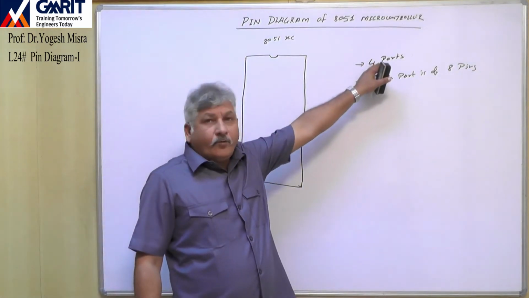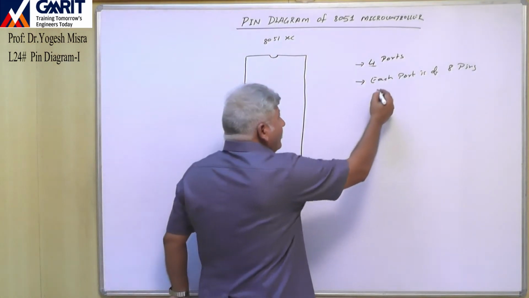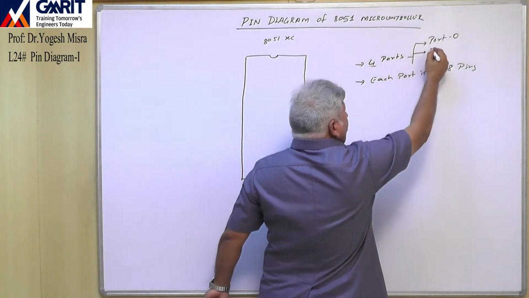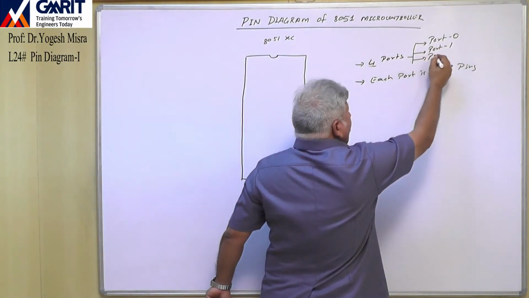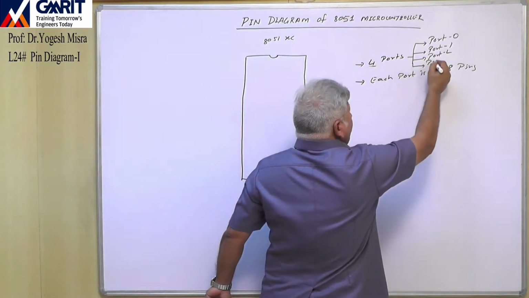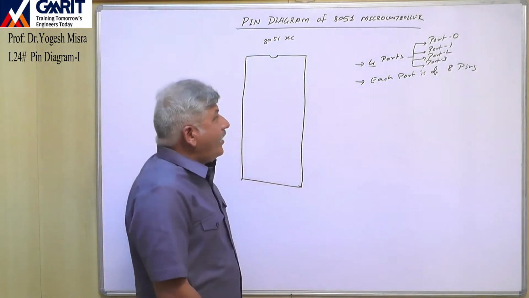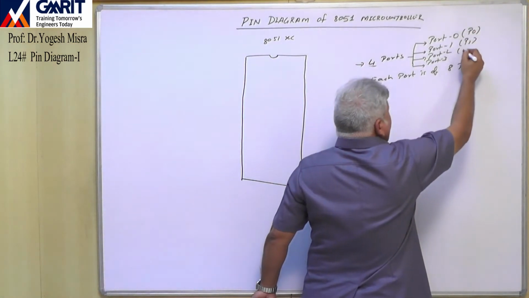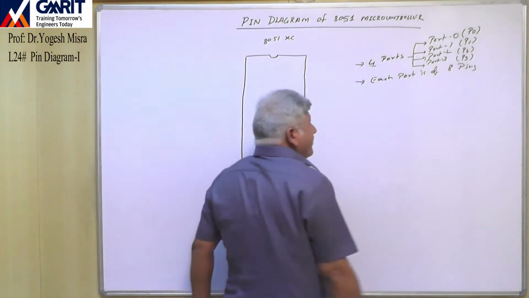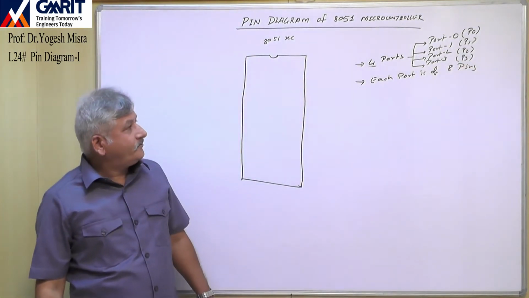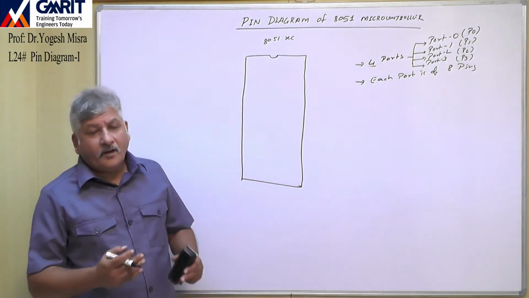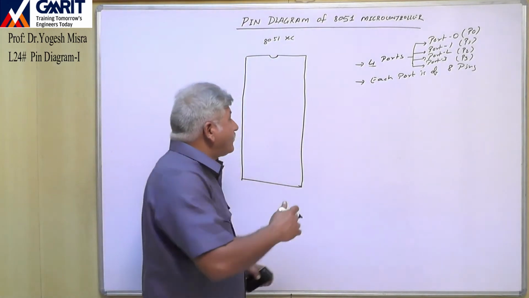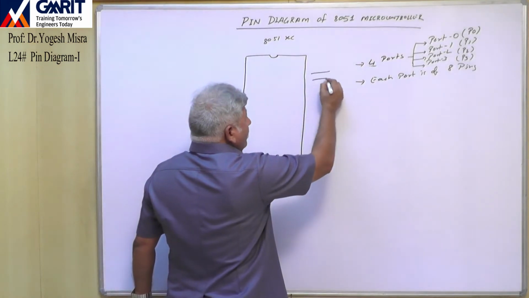And these 4 ports are named port 0, port 1, port 2 and port 3. And in short, you can call them P0, P1, P2 and P3. So in total there are 4 ports. Now each port is an 8-bit port. This means there are 8 pins in each port. So we will draw these ports like this.